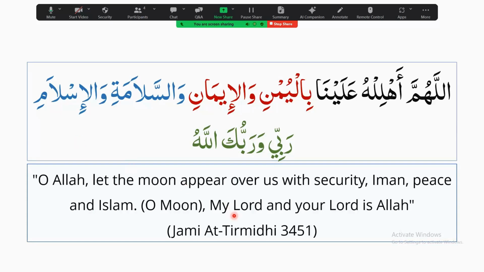That the Lord of the moon and our Lord is the same, and we are praying to Allah subhanahu wa ta'ala that this changing of the moon brings with it security, iman, peace, and Islam. So it is a very important dua that we keep on saying after every month, throughout the year, for all of the months. Okay, so let's say this dua one time, and then we will divide it into portions and try to memorize it as well.